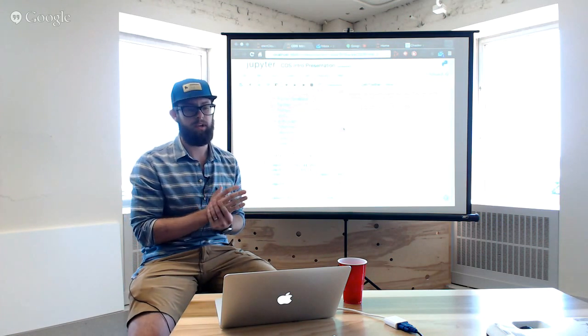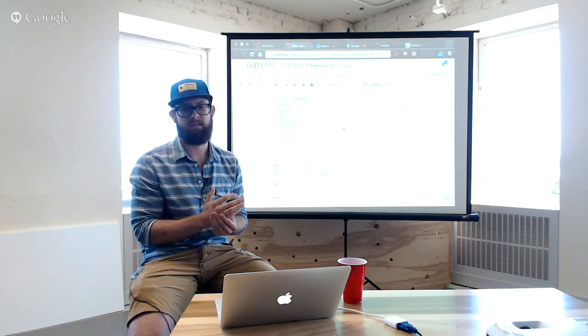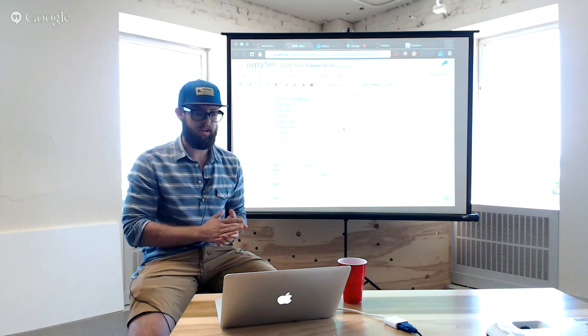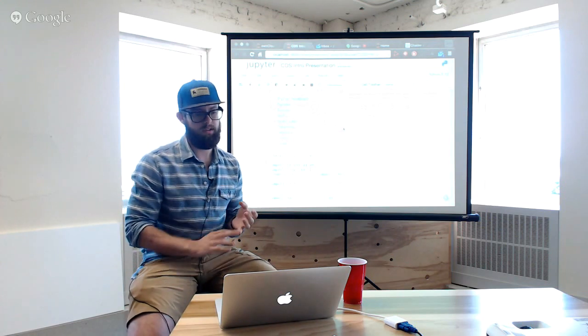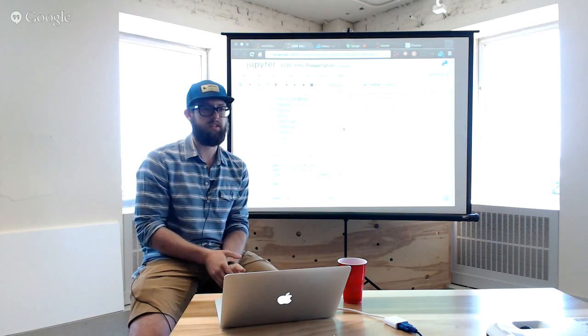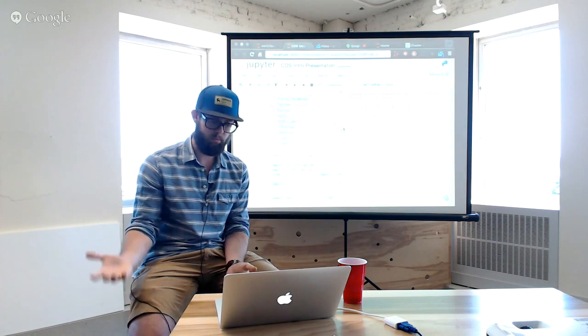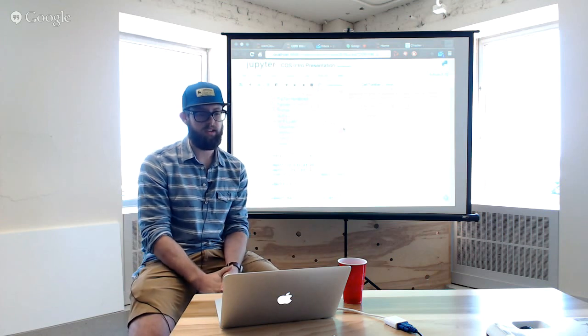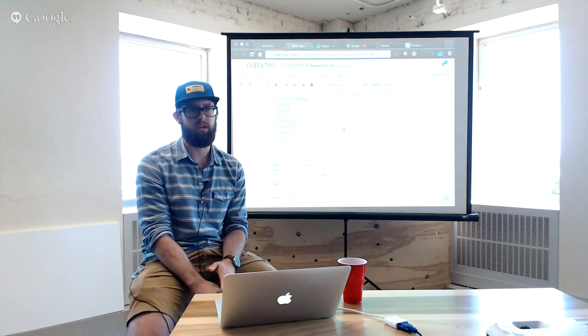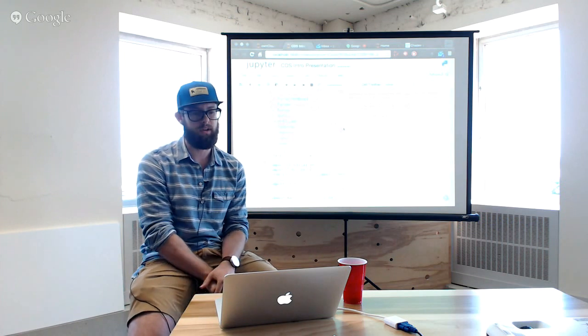NumPy is a big Python matrix math library, and it has a C back end, so it's really fast. SciPy usually goes alongside NumPy. It does a lot of different interesting scientific things related to math. Scikit-learn, that's the machine learning library. That's pretty much the biggest in Python, unless you want to get into neural networks.